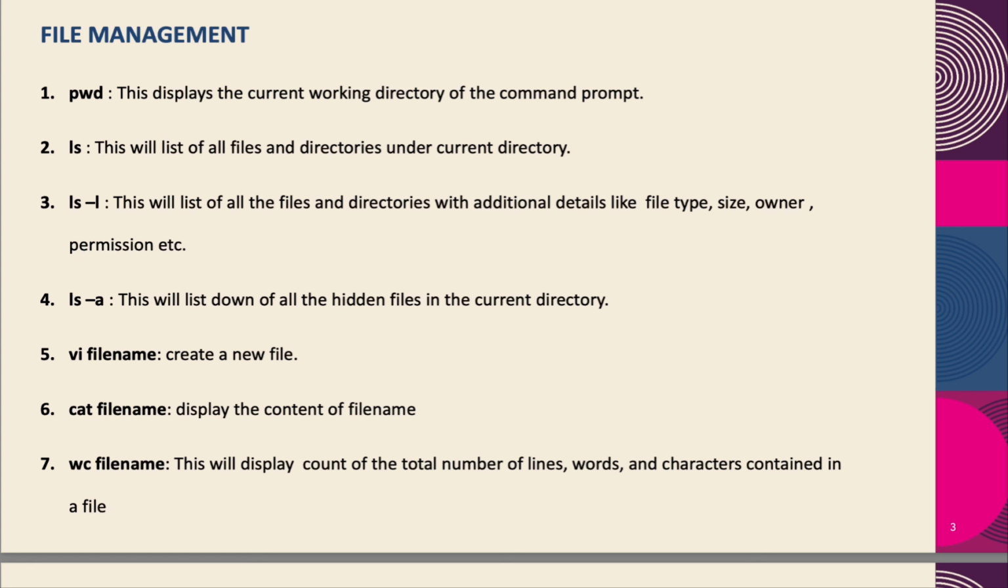Now the fifth is vi filename. This will help to create a new file in the current directory. Once you create a new file, you edit that file and save that file. Now if you want to view the content of the file, you can use cat filename, which will display the content of the file in the terminal.